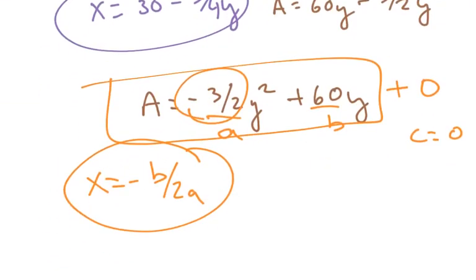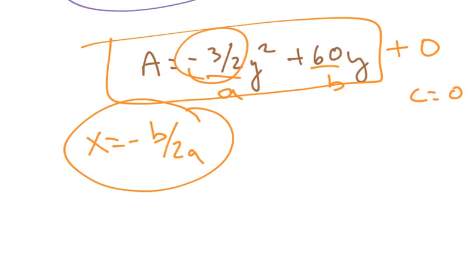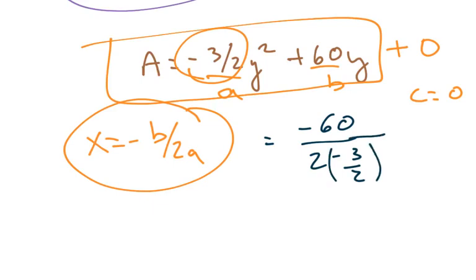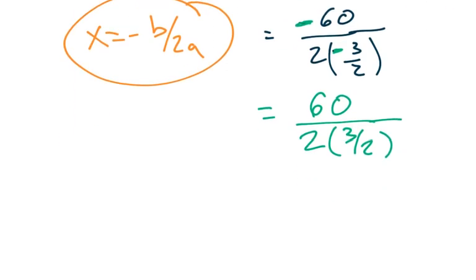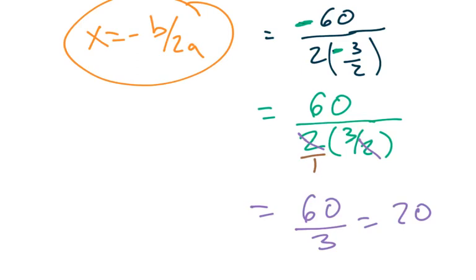Okay, so what do I do from here? I use negative b over 2a, so that's going to be negative 60 over 2 times negative 3 over 2. I know that looks ugly, but it's really not that bad. A negative and a negative becomes a positive. So you have 60 over 2 times 3 over 2. And the really nice thing is that because you have 2 above and below, you actually end up just getting 60 over 3, which is 20. So we now know that the y component is 20.